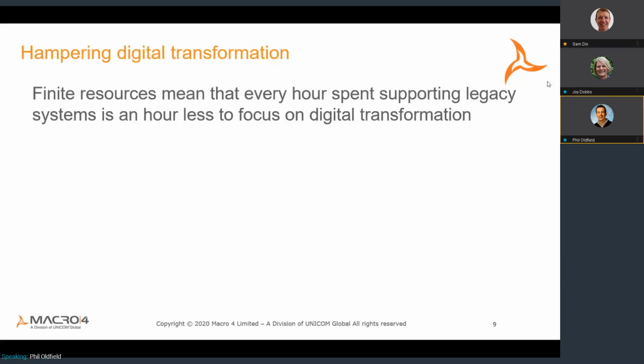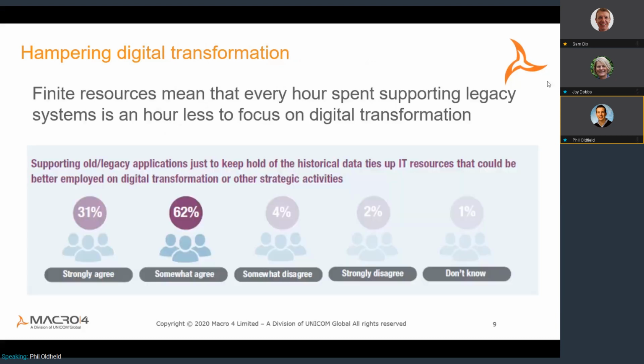Most IT teams have finite resources, which means that every hour spent supporting legacy systems is an hour less to focus on digital transformation activities. We carried out a survey of IT decision makers in UK enterprises. We found that a total of 93% of respondents recognised this as an issue for their business.